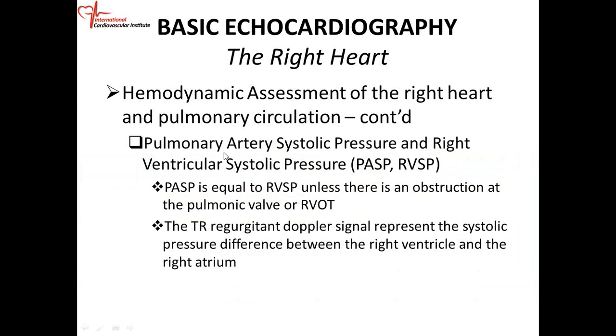We went over how you evaluate for pulmonary arterial systolic pressure and the right ventricular systolic pressure. We said that the pulmonary arterial systolic pressure is the same thing as the RV systolic pressure, unless you have an obstruction at the right ventricular outflow tract or the pulmonary valve. Unless you have an obstruction there, the PA systolic pressure is going to be the same thing as the right ventricular systolic pressure. Okay? You have to know this statement.